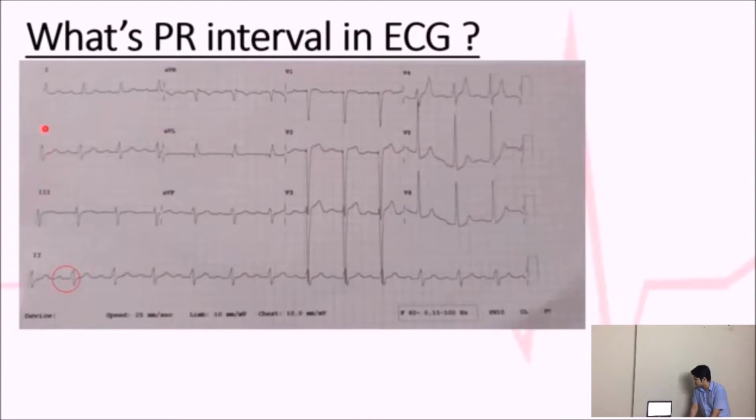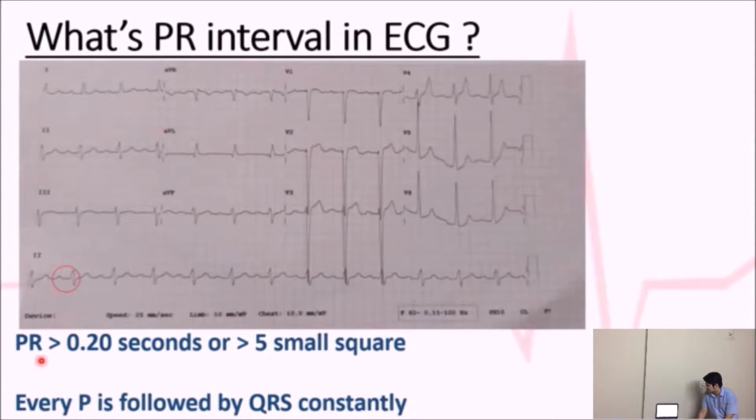Now let's understand with the real-time ECG. So the question is, what is the PR interval? If you see this ECG, this is the complex highlighted and here is the P wave start, here is the R wave start. The distance from this to this is 1, 2, 3, 4, 5, 6, 7 and 8. 8 small squares means 0.32 seconds, which is more than 0.20 seconds, and more than 5 small squares. Now let's see whether every P is followed by QRS or not. This is P wave, this is QRS, P wave, QRS, P wave, QRS, P, QRS. So every P is followed by the QRS and PR is prolonged. So now we have the two criteria: PR is more than 0.20 seconds or more than 5 small squares, with every P followed by QRS. So your diagnosis will be first degree AV block.